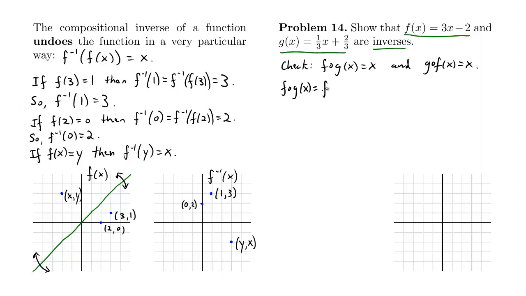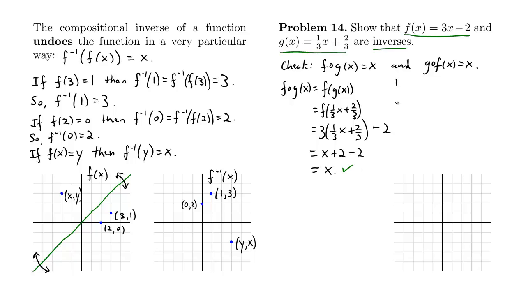First, f composed with g of x is f of g of x, which is f of 1/3 x plus 2/3. If we substitute 1/3 x plus 2/3 in place of x in the formula for f, we get 3 times, in brackets, 1/3 x plus 2/3, minus 2. This equals x plus 2 minus 2, which is just x. So great, that's what we wanted.